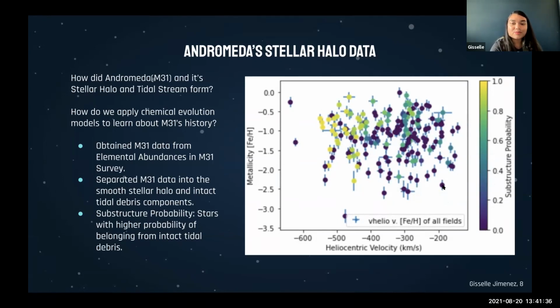The substructure probability is derived from the heliocentric velocity, and around the negative 300 kilometers per second range, this is actually the systemic velocity of the Andromeda galaxy. So this line here is the center of the heliocentric velocity of the stellar halo.